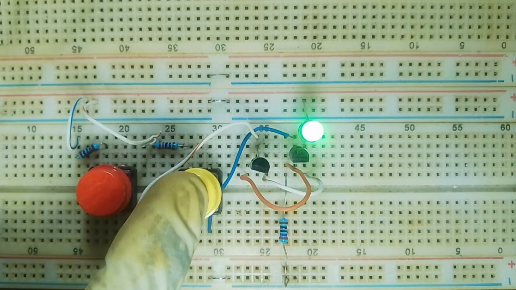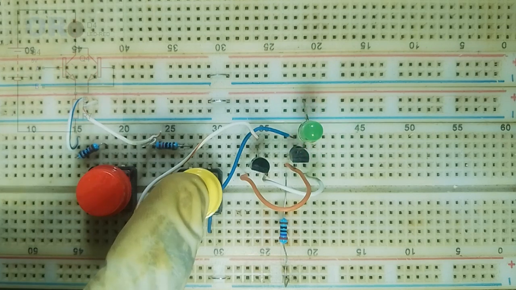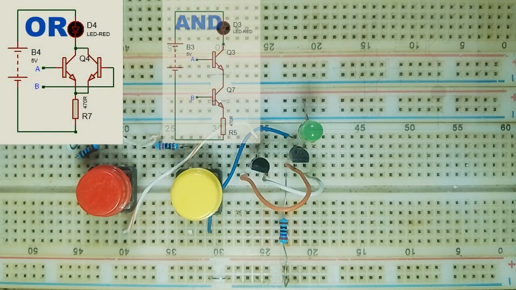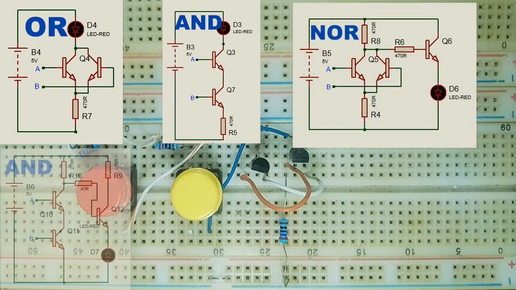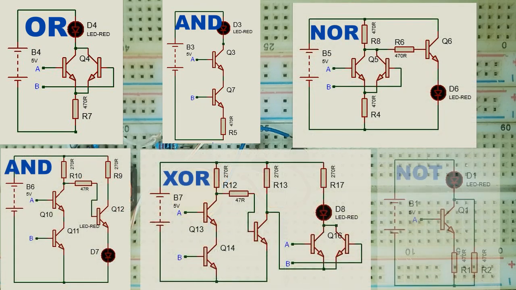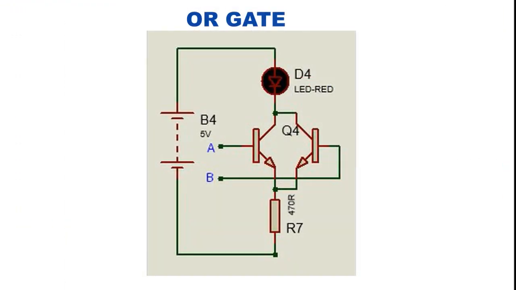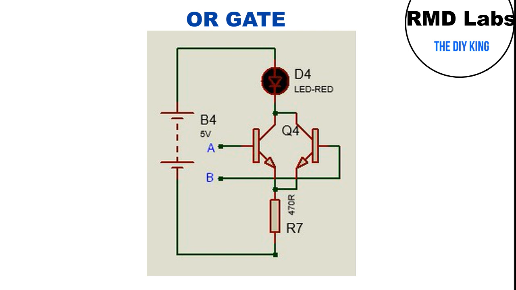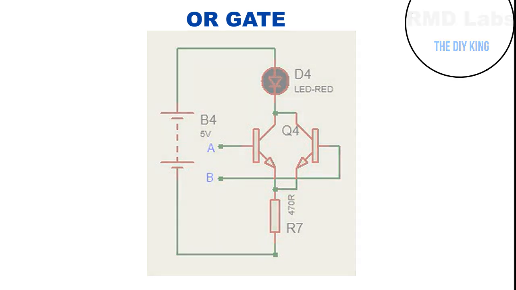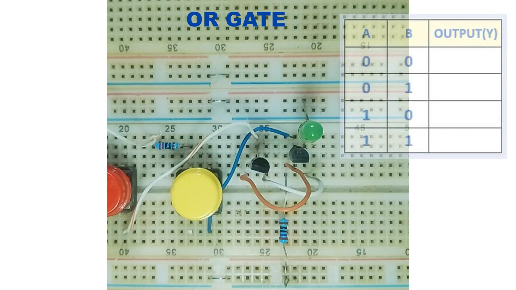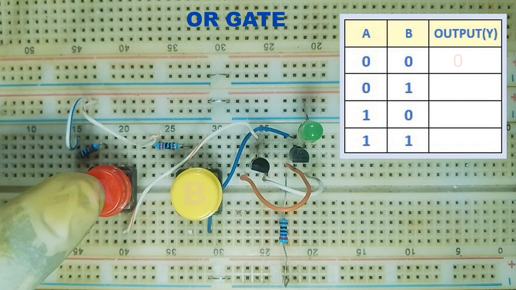We will construct all basic logic gates: OR, AND, NOR, NAND, exclusive OR, and inverter. Let's dive right in. OR gate. The first on our list is the OR gate. This is constructed using 2 transistors as shown in the circuit diagram. Let's build it on a breadboard and generate its truth table.